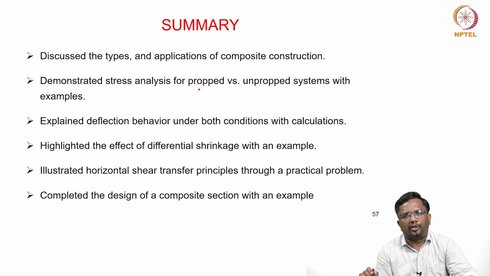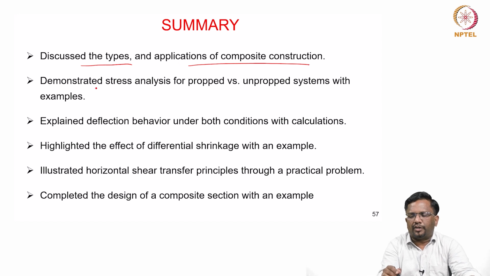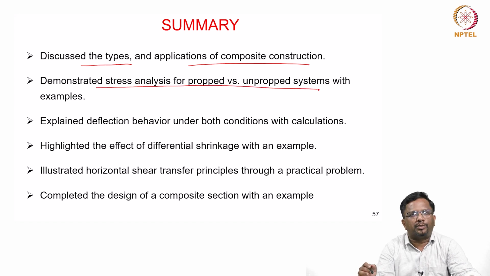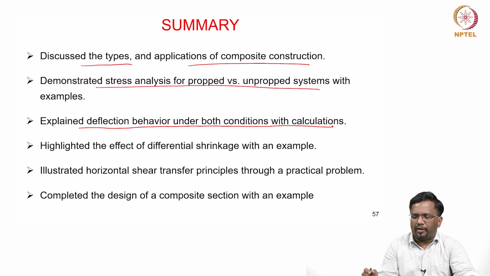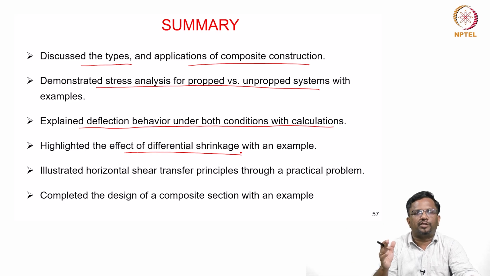Now let's summarize the discussion that we have had on this composite section chapter. We discussed the types and applications of composite construction. We demonstrated the stress analysis for propped and unpropped systems with some examples. We have also explained the deflection behavior for both conditions with some calculations. And we highlighted the significance of differential shrinkage. We have seen that because of shrinkage, the slab will undergo tension. For that, we need to actually design for it.